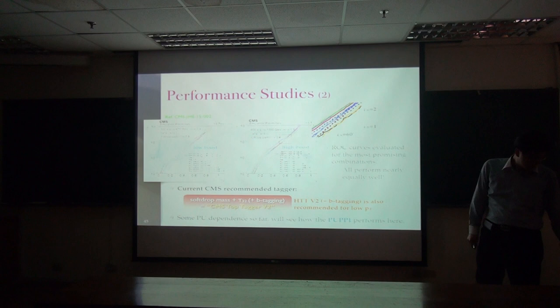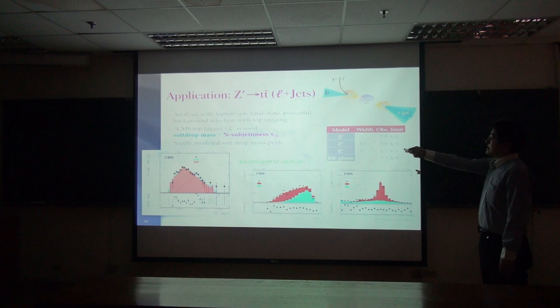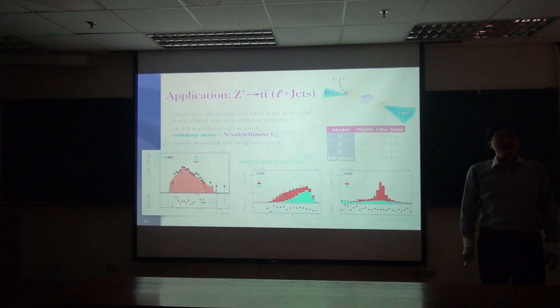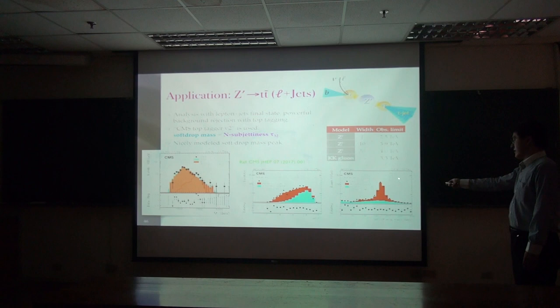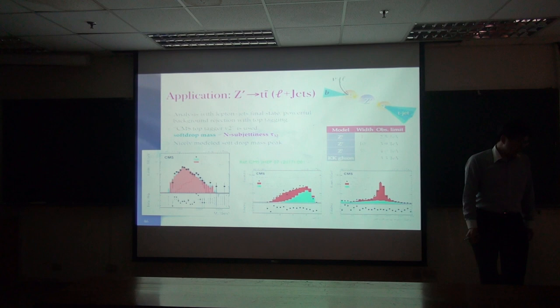Before moving on, I want to show one application that uses the top tagger. Again, this is a heavy particle, but this time it's basically a Z prime, a neutral particle decaying to t t-bar. Here, one top would always go to a lepton, neutrino and b quark, and the other one will go to a merged jet. In this analysis, people use the soft-drop mass plus N-subjettiness tau 3-2 plus b-tagging. In the end, you can see a very nice top mass out of this jet, so you see a very nice bump, and they can set a relatively strong limit on Z prime particle decay to t t-bar. Okay? So this is the idea.